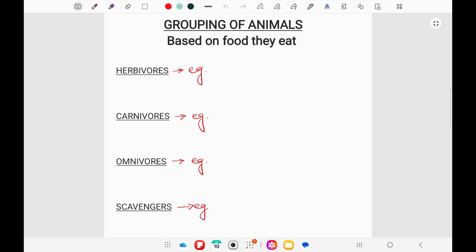So, you see, we have again grouped the animals according to their food habit. Let us quickly group the animals based on the food they eat. The first group is herbivores, the animals that depend on plants for their food. For example, cow, goat, deer, elephant, etc.